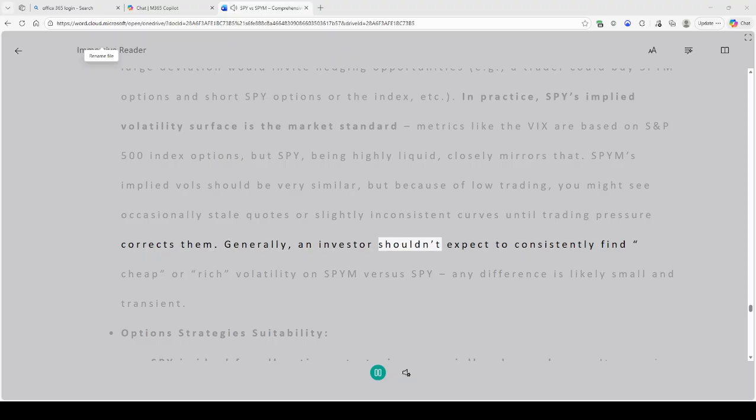Generally, an investor shouldn't expect to consistently find cheap or rich volatility on SPYM versus SPY. Any difference is likely small and transient.